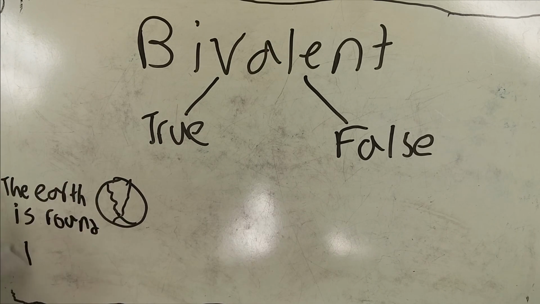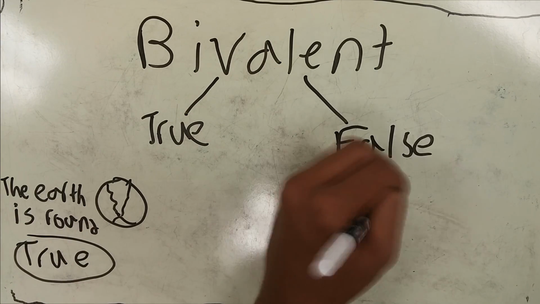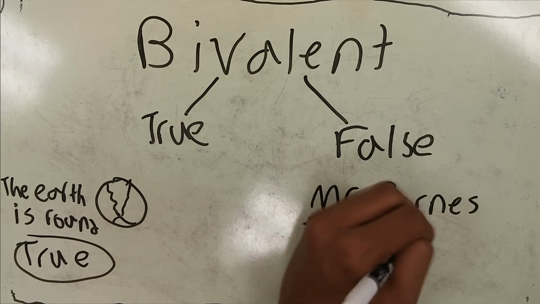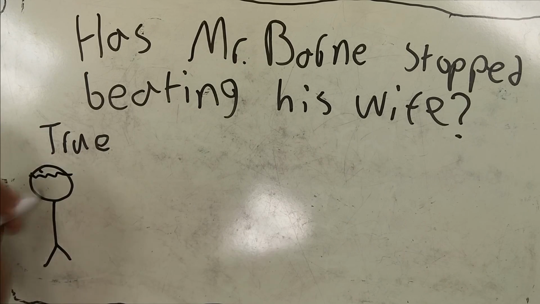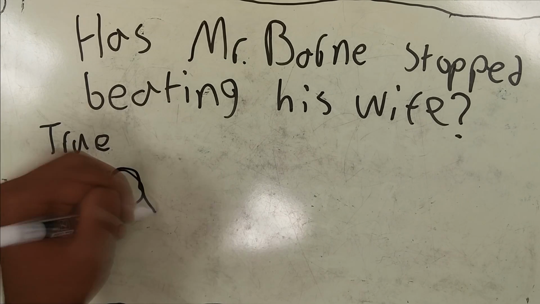The earth is round, true. Mr. Barnes teaches English, false. But there are some circumstances where bivalent logic breaks down. Take this statement, for example. Mr. Barnes stopped beating his wife.